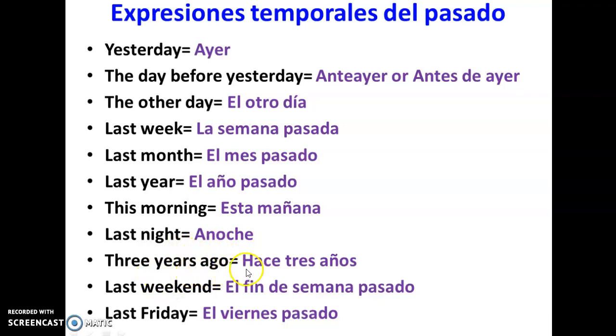Three years ago, hace 3 años. Any amount of years. Five years ago, hace 5 años. If it's 10 years ago, hace 10 años. So this one can change the number of years. Last weekend, el fin de semana pasado. And last Friday, el viernes pasado. Again, this one can change. It can be last Monday, el lunes pasado, or last Saturday, el sábado pasado. So this one can also change depending on the day of the week.